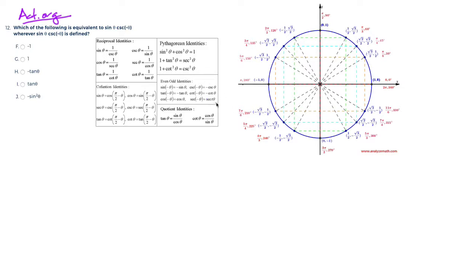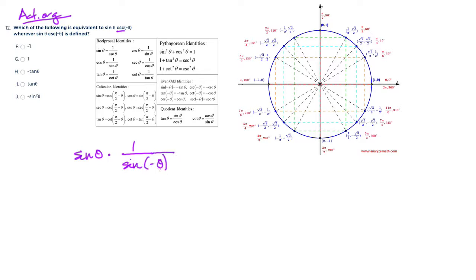So, you're going to be required to remember some of these identities. One is that this cosecant is really just equal to 1 over sine. So if I have the sine of theta times, and then this is 1 over the sine of negative theta.